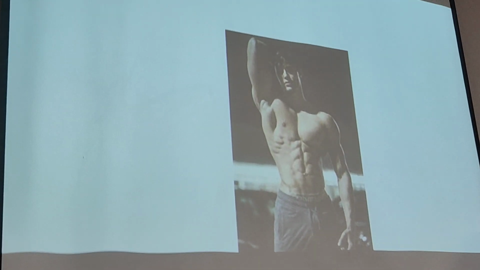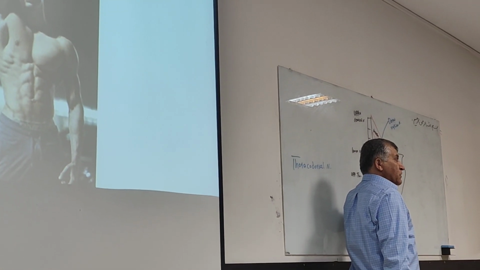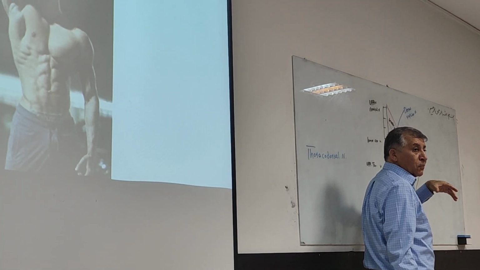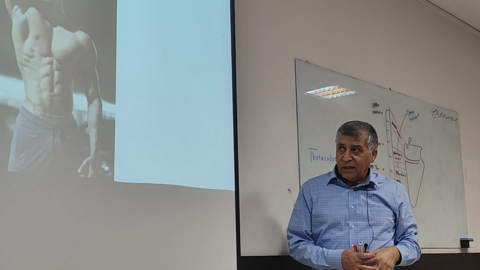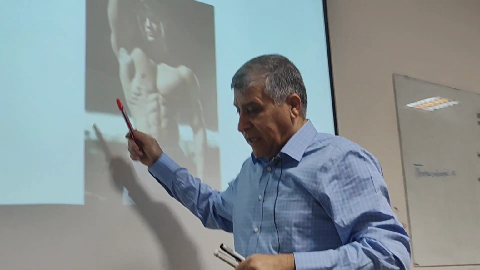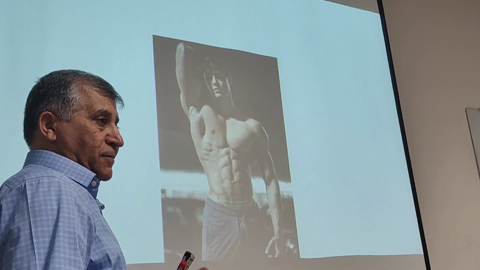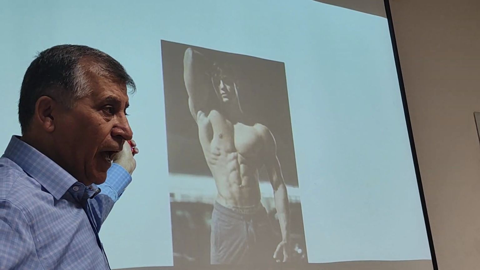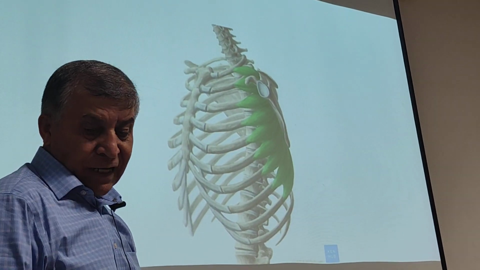This muscle inserts to the medial border of the scapula. Which surface? Anterior or posterior? Posterior surface of the medial border. Okay. In this figure, you can see a muscle inserting to the medial border, but the anterior surface. This muscle is serratus anterior.